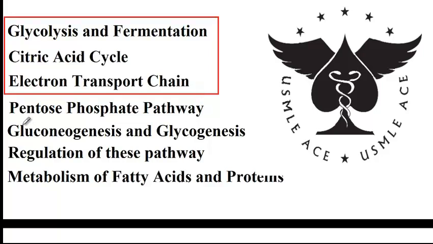In our next lecture, we will go and review the pentose phosphate pathway, gluconeogenesis, glycogenesis. Let's not confuse glycogenesis with glycolysis. Glycolysis is breakdown of glucose. Glycogenesis is production of glycogen. And in regulation of these pathways, again, we discuss. And then finally, we will conclude the second half of this lecture with discussing the metabolism of fatty acids and proteins, and then giving you some practice questions.